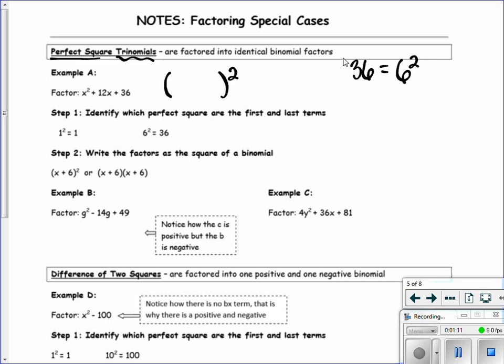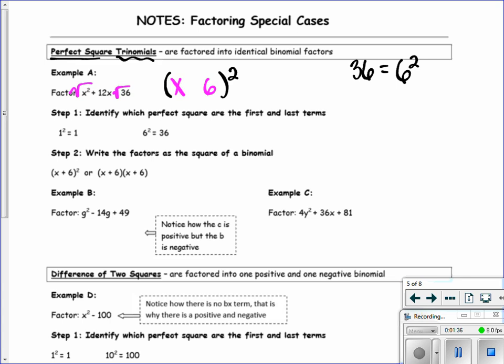How to check. First term. Look at that first term. Is that a perfect square? What's the square root of x squared? Okay. Last term. Is that a perfect square? Okay. What's the square root of it? Okay. Just because the first and the last terms are perfect squares doesn't make it a perfect square trinomial. There's something else you also have to check.